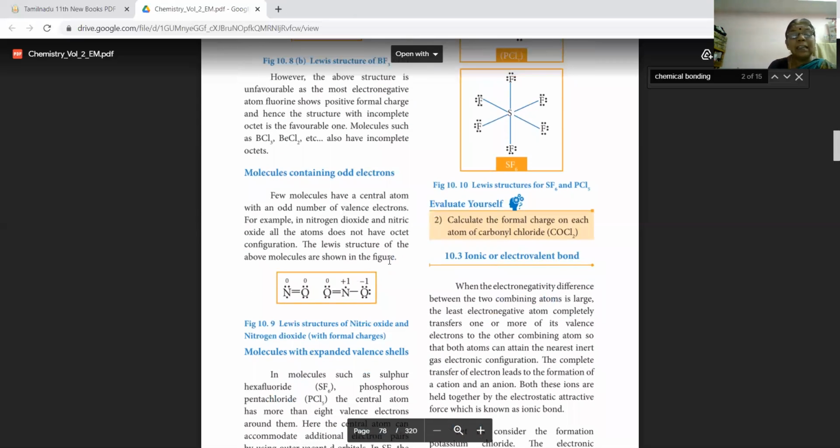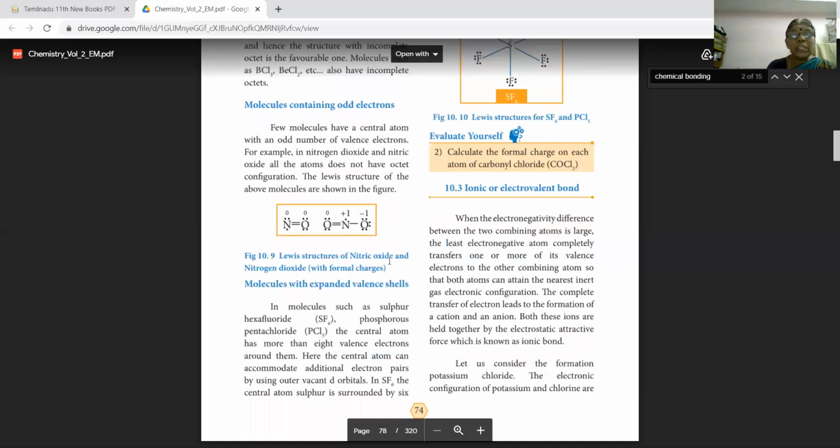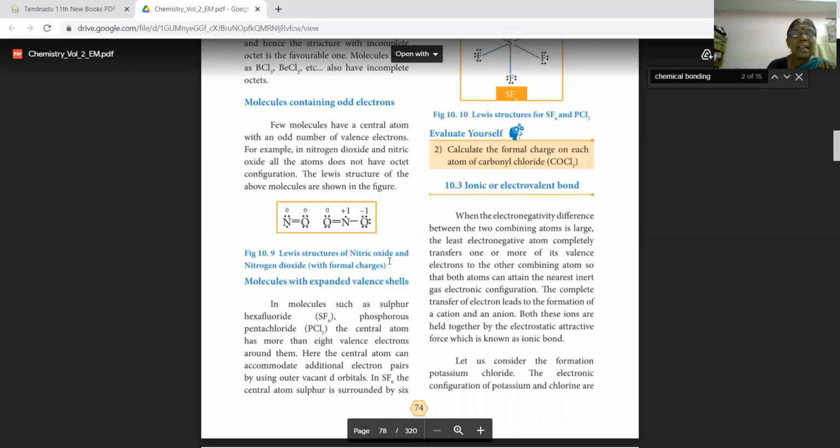That is N double bond O. Both the nitrogen as well as the oxygen have formal charge 0. And the next one, nitrogen dioxide: O double bond N single bond O. The oxygen which has the double bond has 0 formal charge, the nitrogen which has a single unpaired electron has plus 1 formal charge, and the oxygen which has 6 electrons around it has minus 1 formal charge. The Lewis structures of nitric oxide and nitrogen dioxide are given there with the formal charges.